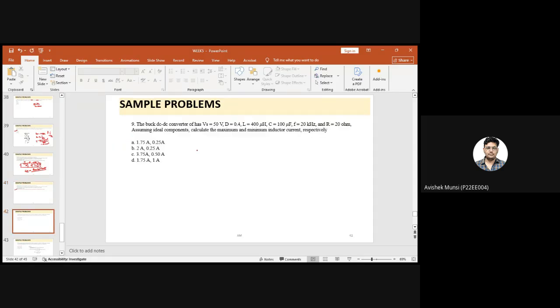Next, a buck DC-DC converter is given. Calculate the maximum and minimum inductor current. Okay. Try to answer it. I'm giving 5 minutes.